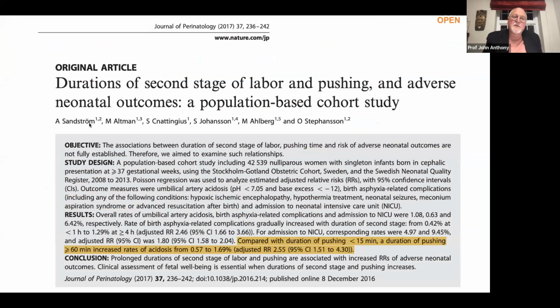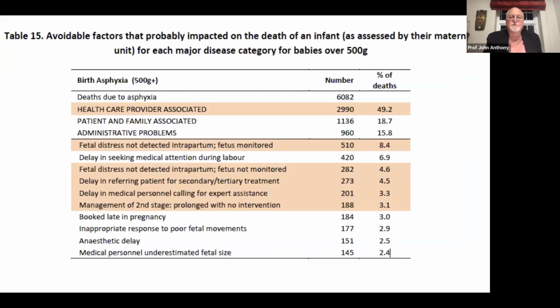And there are other people who've underlined this. Here's an article from Sandstrom. It looked at a cohort of 42,000 nulliparous women and showed that the duration of pushing less than 15 minutes compared to a duration of pushing of more than 60 minutes increased the rates of acidosis from 0.57 to 1.69, nearly a threefold increase, statistically significant.